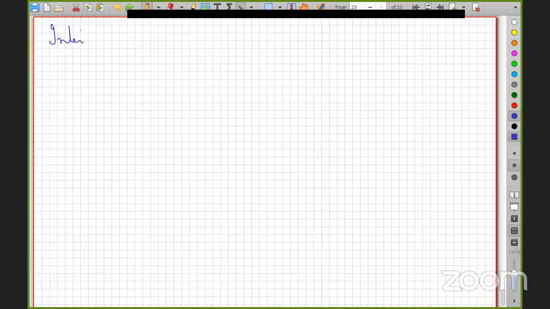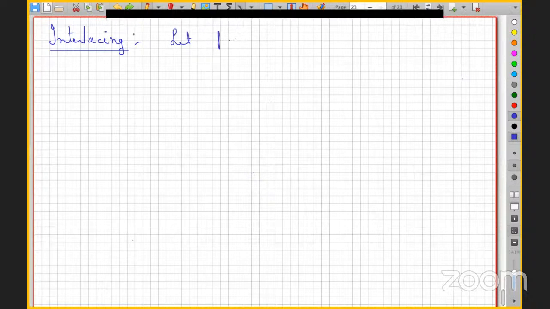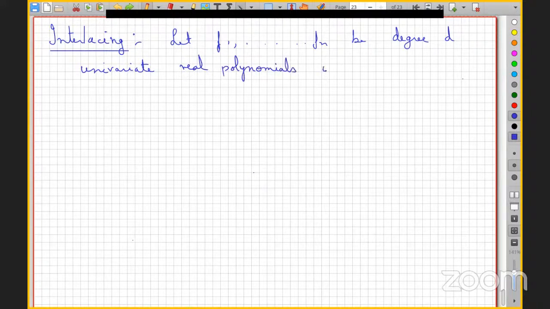So the setup is now this. Let f1 to fn be degree d polynomials. So univariate, degree d real polynomials, so real coefficients, with real roots, and positive leading coefficient. So the highest degree coefficient is positive in all of them.